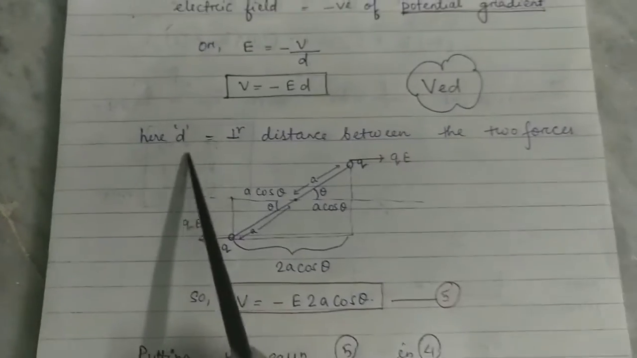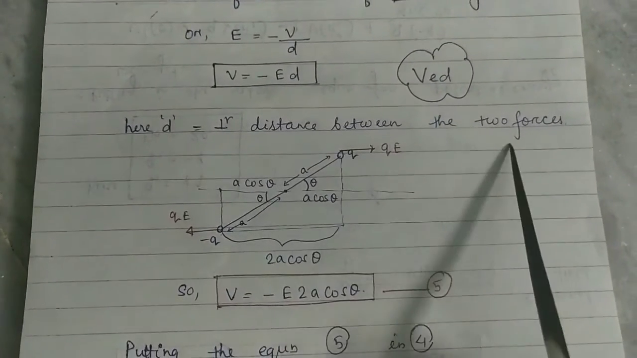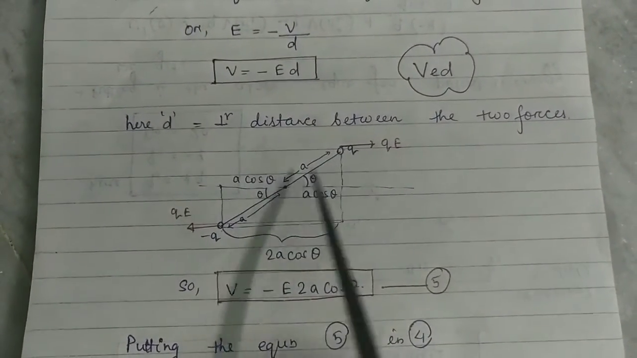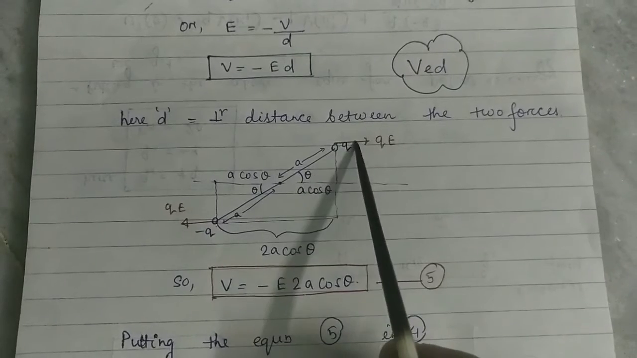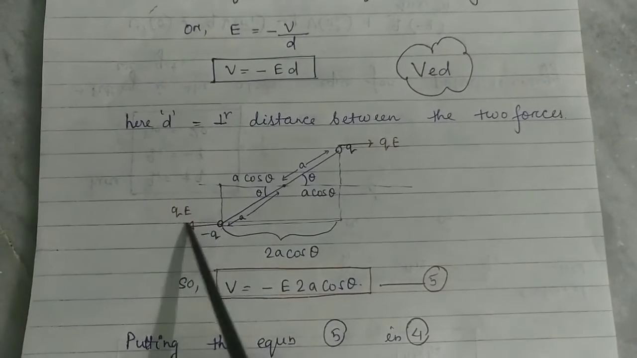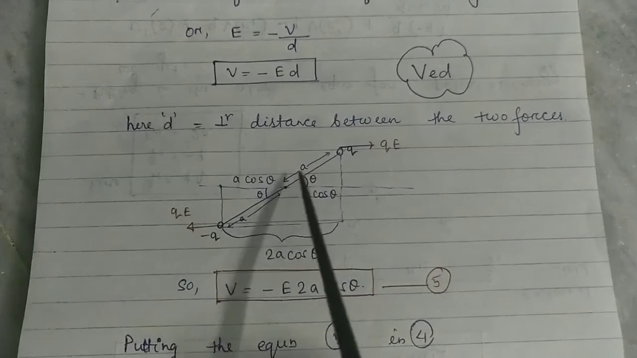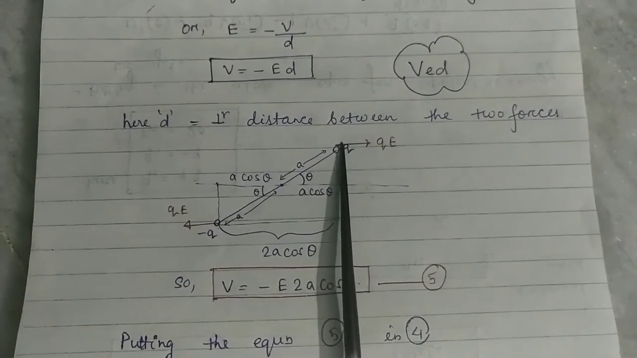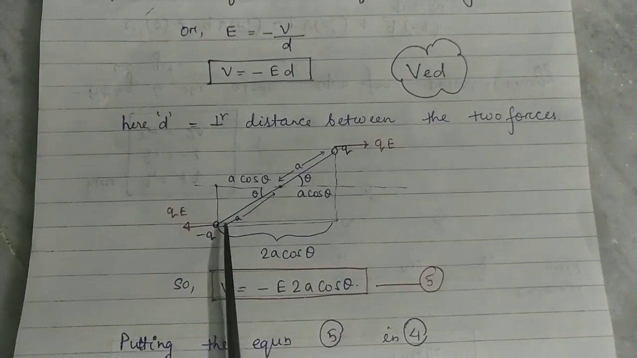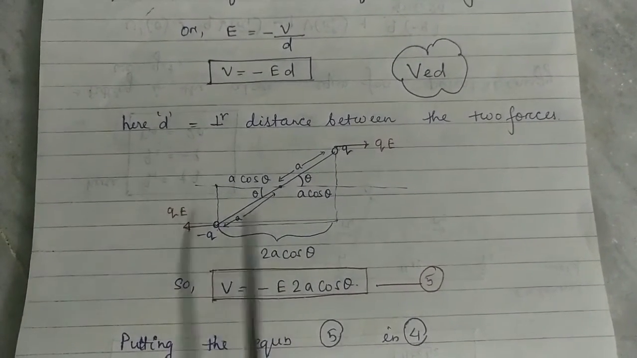So here D is the perpendicular distance between the two forces. The two forces, already I have drawn the picture here again. So the two forces are QE, and here it is also QE in the opposite direction. What is the perpendicular distance between the two forces? We have one force here, one force here. This is the perpendicular distance.